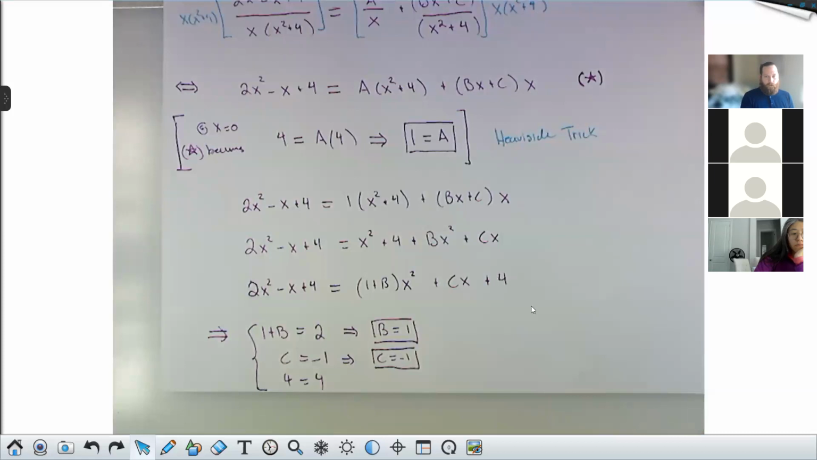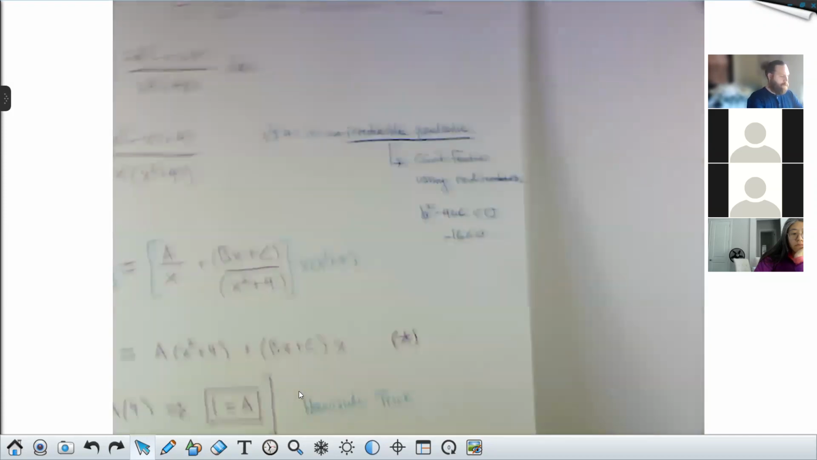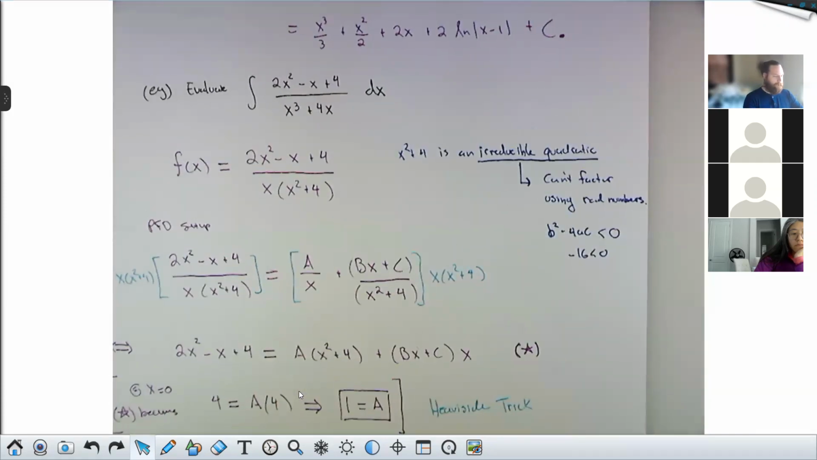Any questions on how we get from this equation to this system of equations? Do we all see where the 1 plus b equals 2, c equals -1, and 4 equals 4 come from? Okay. Then we're ready to do our integral. Remember, our goal was to integrate this function.